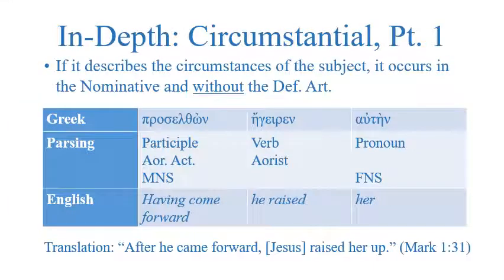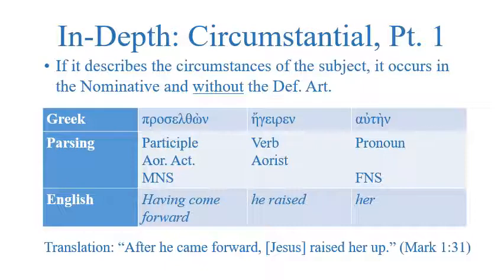That brings us finally to our new use of the participle this week, the circumstantial. The circumstantial participle describes the circumstances of the main action of the sentence. If it's describing the circumstances of the subject of the sentence, the participle will be in the nominative, and it will be without the definite article. We see an example of this in Mark 1:31.